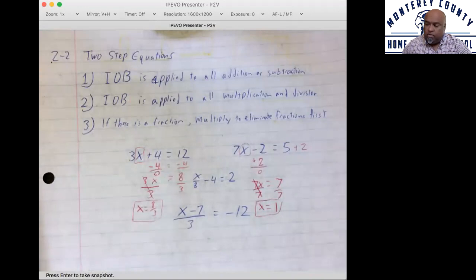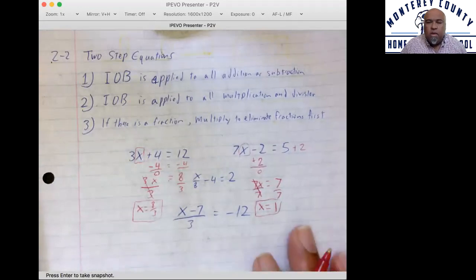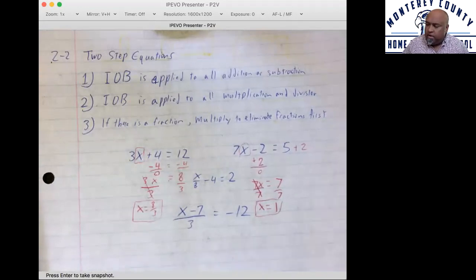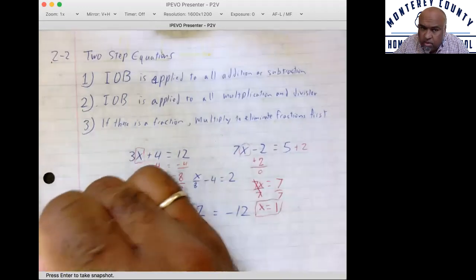So go ahead and take a look at this. All right, hopefully there are no questions. Now, I didn't save a lot of room for this problem, so I'll rewrite it a little bit lower here so that you can see how to do this.